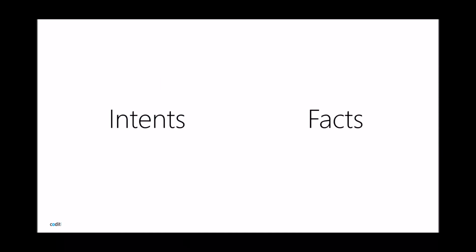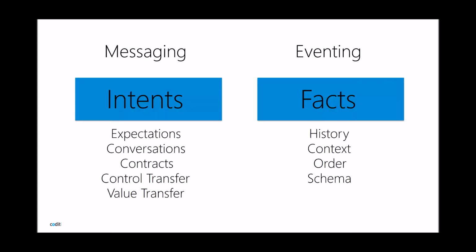So there's a notion with regards to messaging that with the message itself, you have intents, versus an event, which is a fact. So looking at that, you have messaging on the left-hand side and eventing on the right-hand side. Here you see the clear distinction between intents and facts. That's the semantics you really have to grasp in reflection to some of the services. With the intent, you have some type of expectation. It could be a conversation between services, exchanging information, or a contract value transfer. Those are the things you really use messaging for.